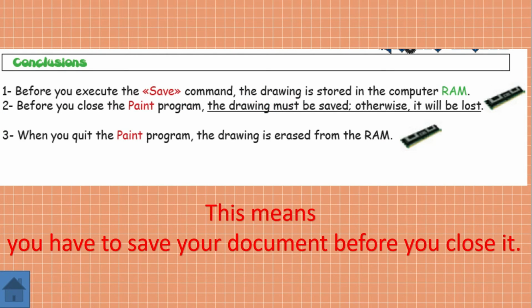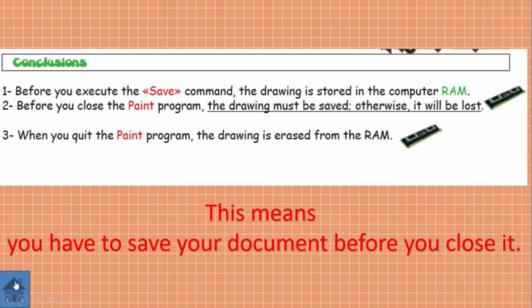Before you click save, the drawing is stored on the RAM, as I told you before. That means it will be on the RAM temporarily. If you close the program, you cannot find it again. Okay, before you close the Paint program, the drawing must be saved. If you didn't save it, that means you will lose your work. When you quit the Paint program, the drawing is erased from the RAM. That means you have to save your work before you close the program. Always save it.